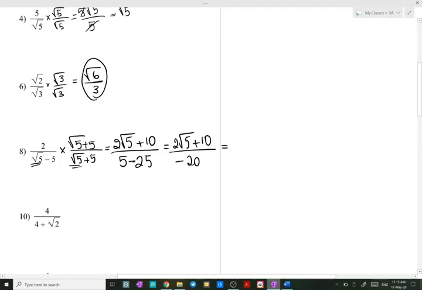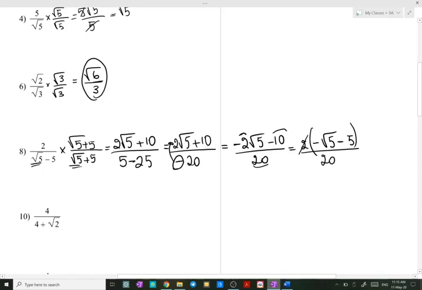It's better that we take the minus up to the numerator, so we get minus 2 square root 5 minus 10 over 20. Now we still can see a common factor between 2, 10 and 20. Therefore we factorize the 2 outside. So it's minus 2 into square root 5 minus 5 over 20, and now we simplify. By 2 is 1, by 2 is 10, so the answer is going to be minus square root 5 minus 5 over 10, which is the simplest form.